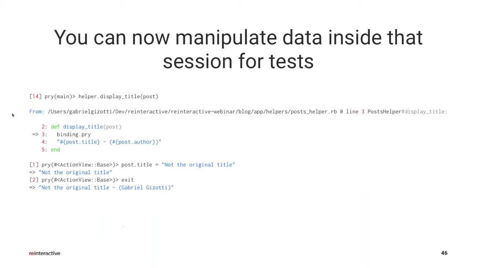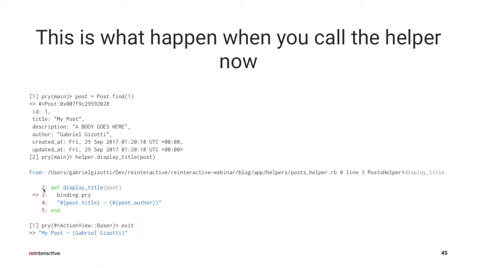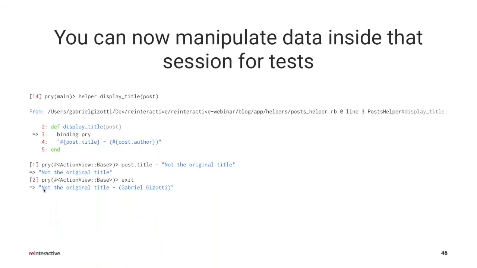So if you run that method again, it's going to stop here on the breakpoint, and before it finishes running, you run post.title equals "not the original title", and it's actually going to apply those changes. And when you run exit, it's going to keep running the project. It's going to show "not the original title" and the post author name instead of showing the original title and the post name as it was.